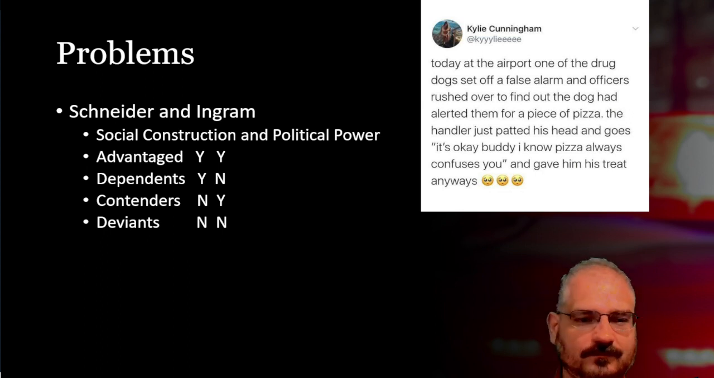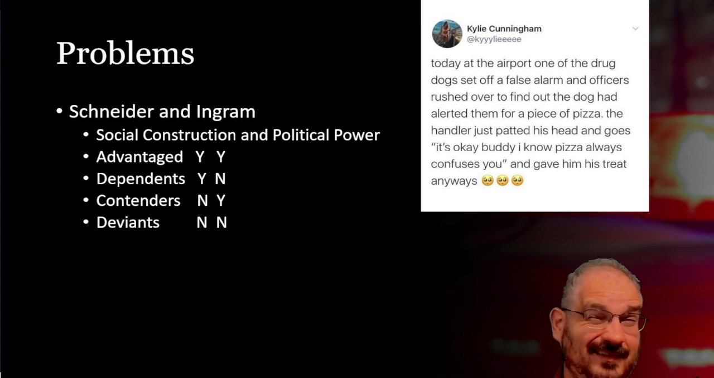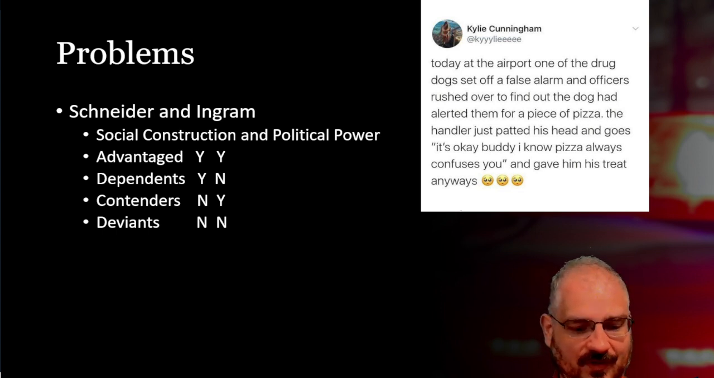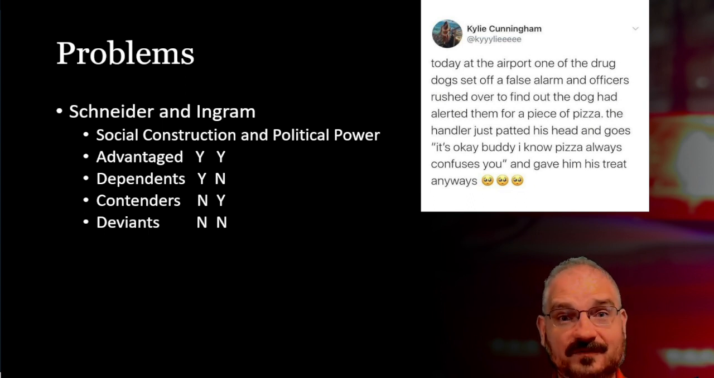There's contenders, the third group, and these are people who society doesn't see very positively, but they still have a lot of political power. So like large oil companies, right? Society sees them as not the most positive group in the world, but they have huge amounts of both economic and political capital.